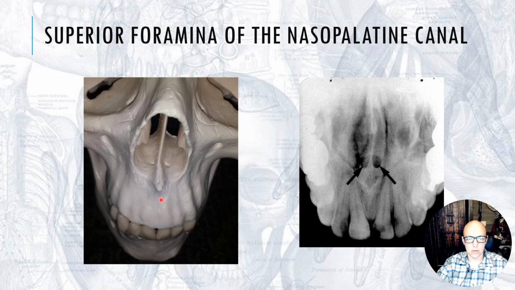So in most cases, when you see one of the foramina, it's going to be the inferior one, and that's in between the roots of the central incisors. At least it projects radiographically in between the roots of the incisors. But if you get a really steeply angled radiograph, you can sometimes see the superior foramina of the canal.